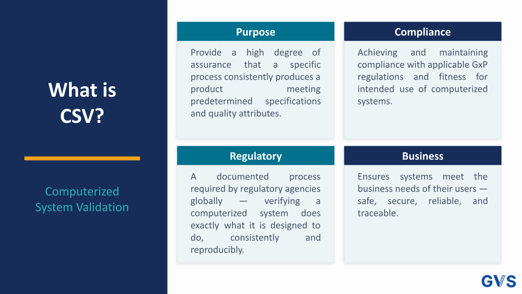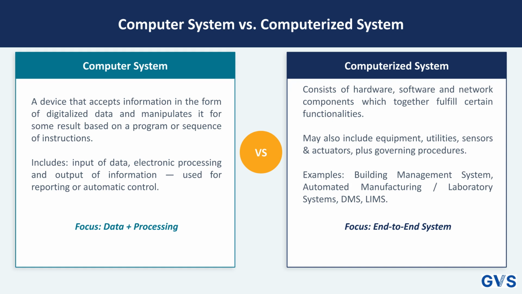It is a structured, documented process that provides documented evidence a system does exactly what it is intended to do, consistently, reproducibly, and in compliance with regulatory requirements. In pharma, this is not optional. It is a regulatory obligation backed by FDA and international authorities. Understanding the difference is critical.